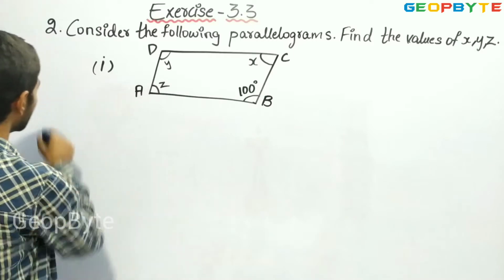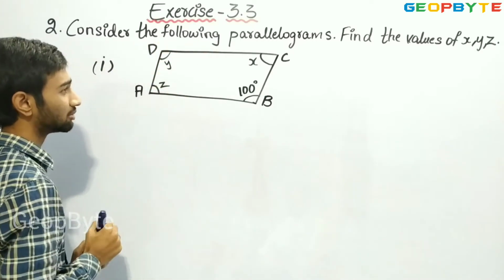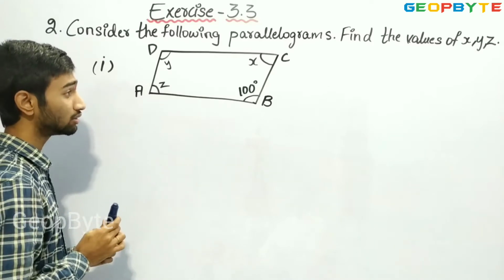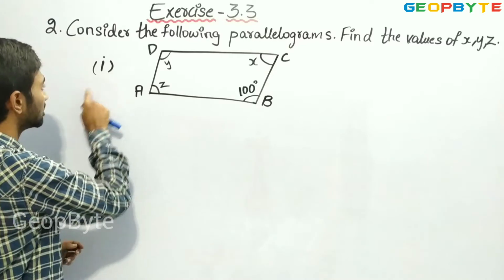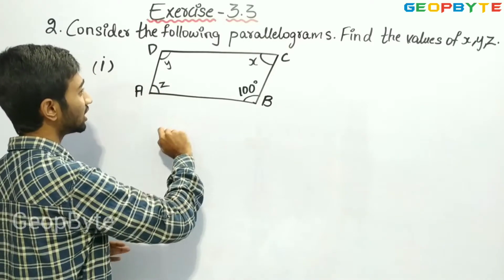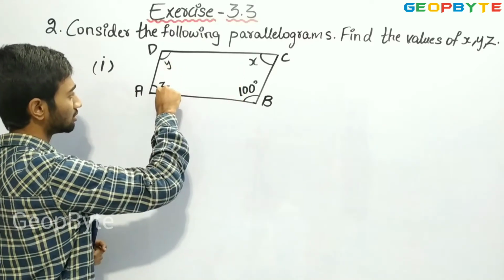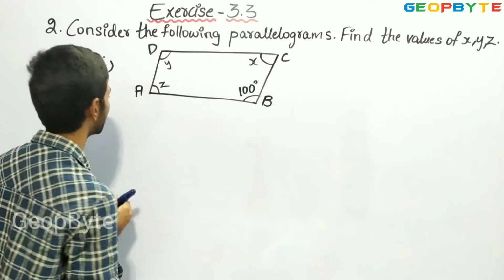Now let us see the second question. Consider the following parallelograms. Find the values of x, y, z. So here, first, we have a parallelogram, and we need to find x, y and z. So here we need to find the angles C, D and A.